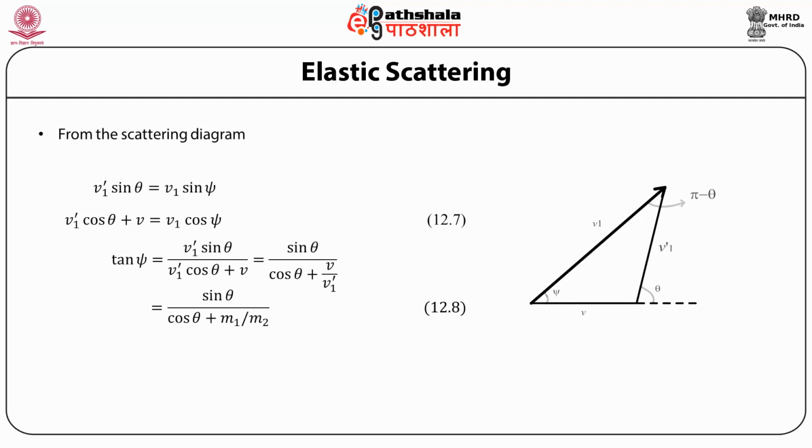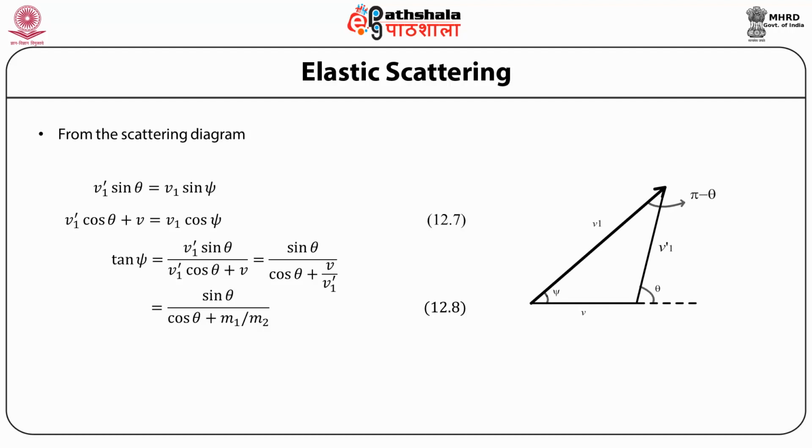So if you look at the scattering diagram, v here is the velocity of the center of mass, and theta is the scattering angle with respect to the initial velocity. The velocity v, that is the velocity of the center of mass, the initial velocity of particle 1, and the final velocity of particle 1 form a triangle. The angle between the velocity v and v1 prime is theta, and from this triangle we can see that v1 prime sine theta is equal to v1 sine psi.